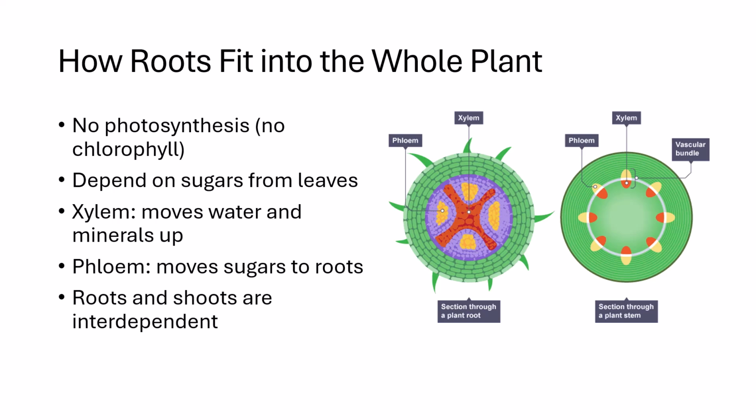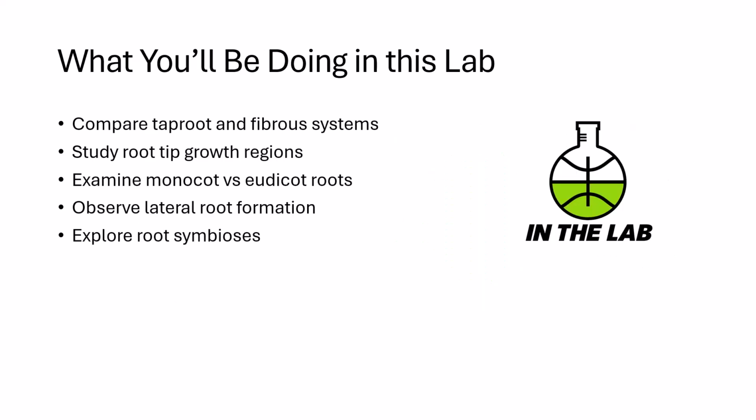So there's a constant two-way exchange happening. Shoots supply the roots with energy, and roots supply the shoots with water and nutrients. This makes roots and shoots completely interdependent. Neither can function properly without the other. As we go through this lab, you'll see how the internal structure of roots supports this constant flow of materials and keeps the whole plant system running.